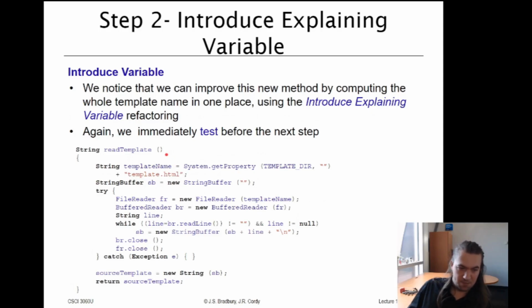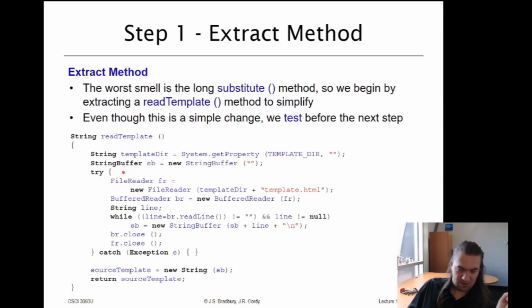Now, let's take a look here. So where was this one? This one was from, yeah, okay. So introduce explaining variable. We can improve the method that is in these slides here using a refactoring called introduce explaining variable. And the one that we're introducing is, I believe, this template name. So over here, where you see the little red thing, there's a line that says make a new file reader, and the file reader needs to have the directory of a template plus template.html. This is convoluted. Where did you even figure this out?